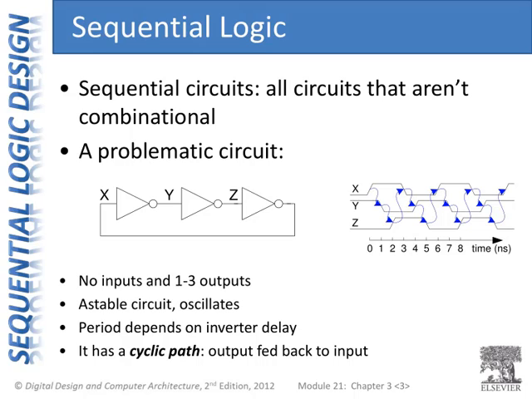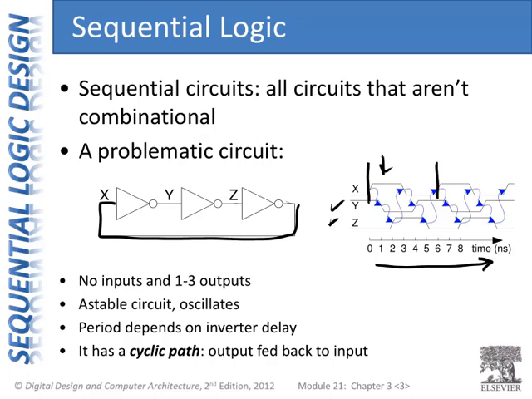So if you look at X, Y, and Z on a timing diagram, remember time is on the X-axis. If we look at X, it's going to oscillate as driven by the feedback here, and Y oscillates and Z oscillates. So this circuit has no inputs, 1 to 3 outputs. So the outputs could be X, Y, and Z, or just one of those. But it's astable because it oscillates. Our period, how often it repeats, so there's one cycle or one period, depends on the inverter delay.